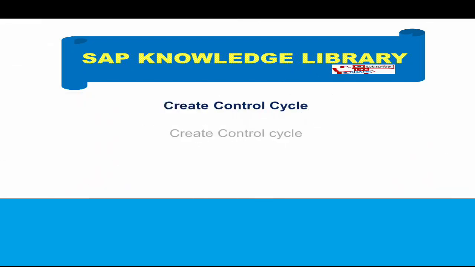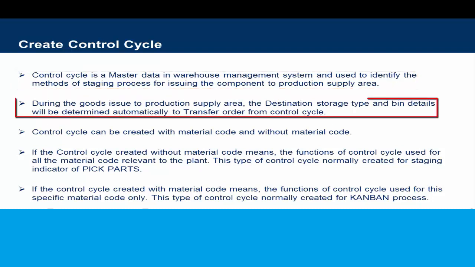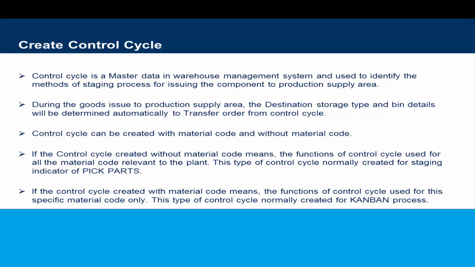In this tutorial, let us see how to create the control cycle. Control cycle is a master data in the warehouse management system and is used to identify the methods of staging process for issuing the component to production supply area. During the goods issue to production supply area, the destination storage type and bin details will be determined automatically to the transfer order from the control cycle.